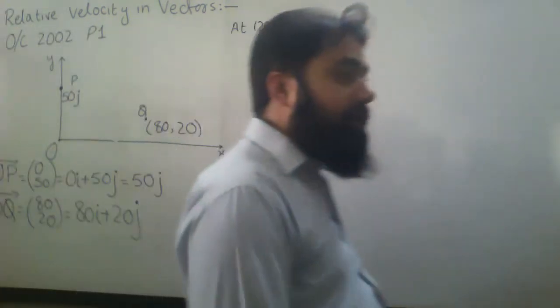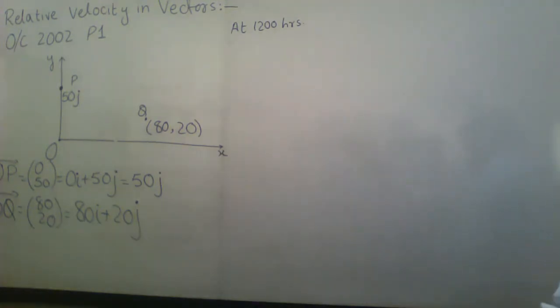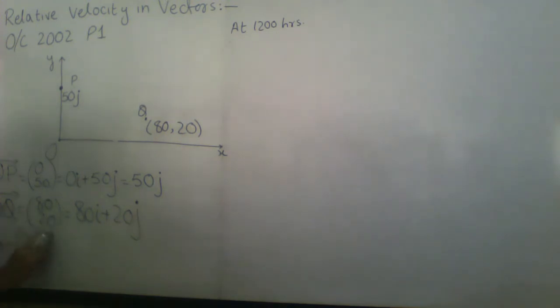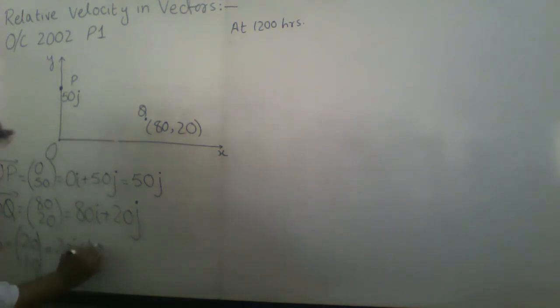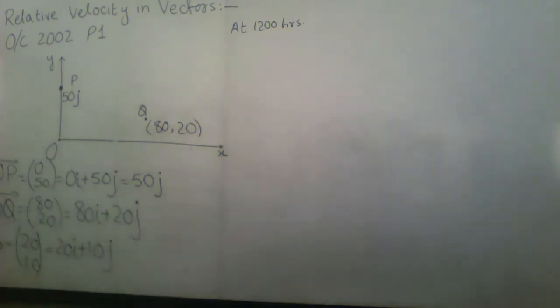Now they are saying that ship P is moving with a velocity. What is that velocity given to us? They are saying ship P, which is this ship, is moving with a velocity of 20i plus 10j. When I have to write it in matrix form, I will write it without i and j, as (20, 10), or 20i plus 10j. This is given to us.